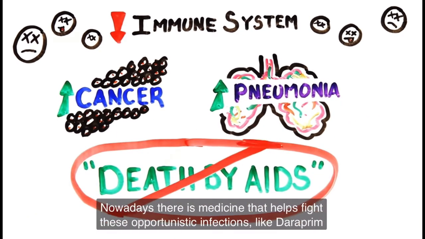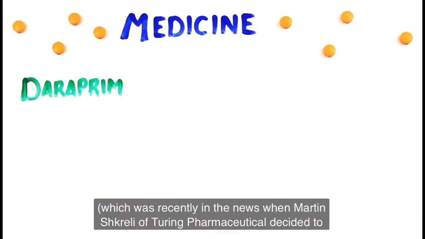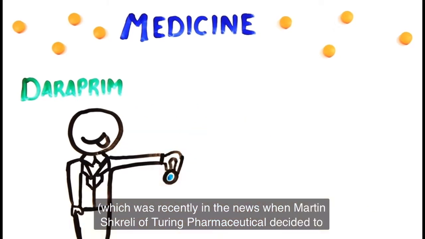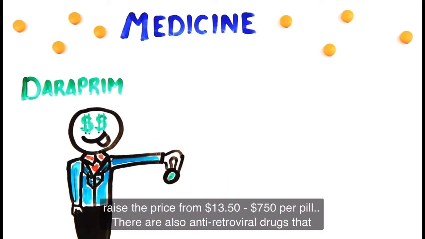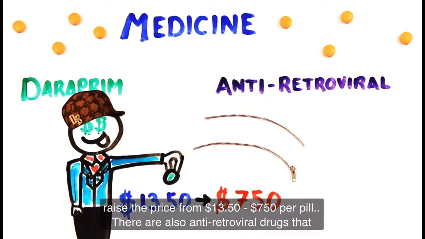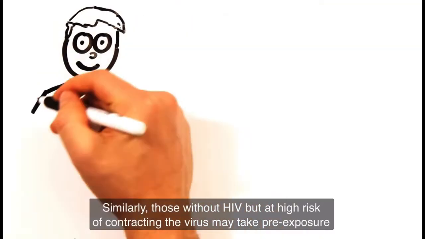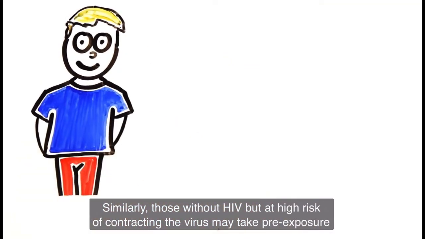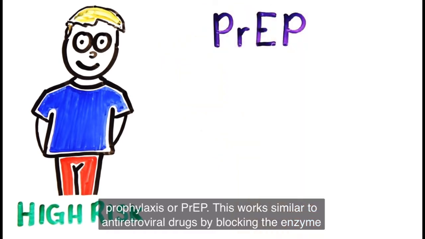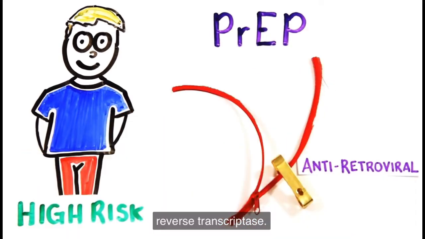fend off. Nowadays, there is medicine that helps fight these opportunistic infections, like Daraprim, which was recently in the news when Martin Shkreli of Turing Pharmaceutical decided to raise the price from $13.50 to $750 per pill. There are also antiretroviral drugs that slow the virus down by blocking certain enzymes which are required for the virus to multiply. Similarly, those without HIV but at high risk of contracting the virus may take pre-exposure prophylaxis, or PrEP. This works similar to antiretroviral drugs by blocking the enzyme reverse transcriptase.